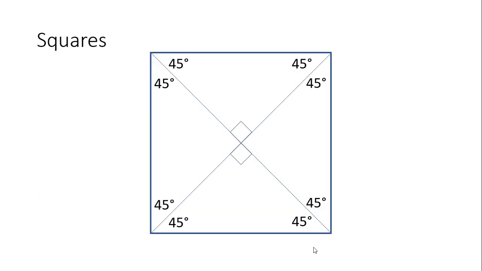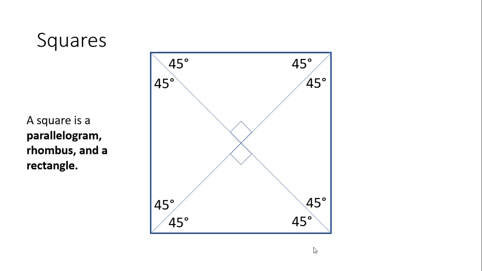All right, finally, there are squares. Squares are like parallelograms, rhombuses, and rectangles. They have all four sides the same, which means that all the angles are going to be the same. The diagonals bisect the angles in the corners, making them 45 degrees, and they intersect at right angles.